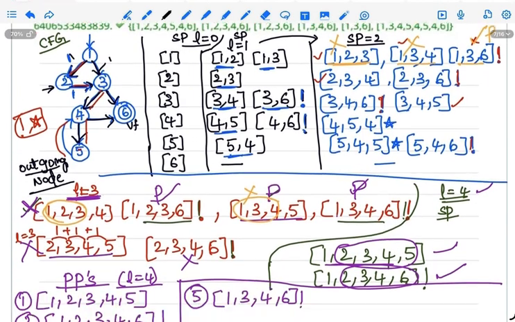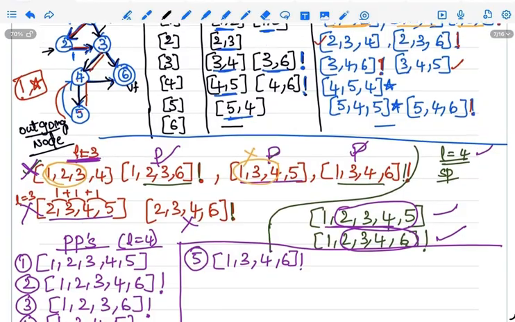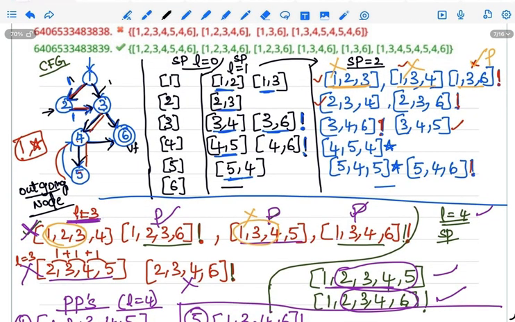Sorry, I am telling it wrong. So first one, 1, 2, 3 is a simple path of length 2 covered in length 3, right? It's not a prime path. So next one, 1, 3, 4 is a simple path of length 2. 1, 3, 4 is covered here, so it's not a prime path.